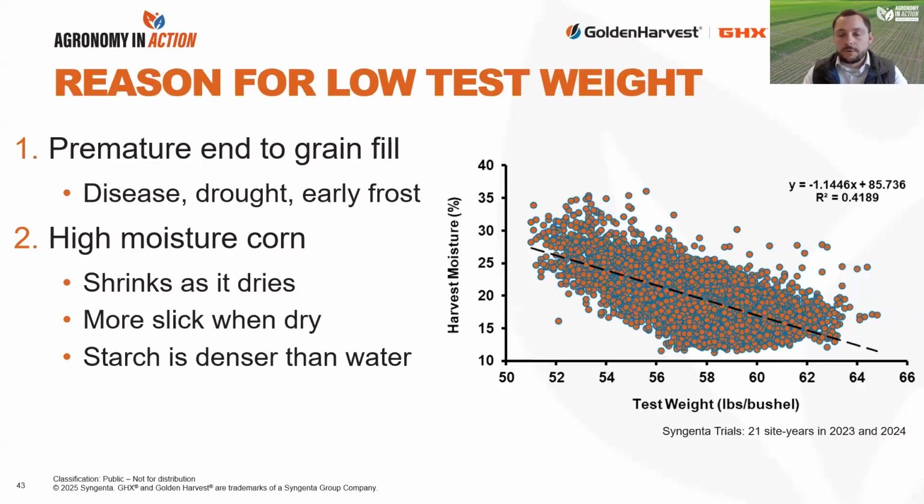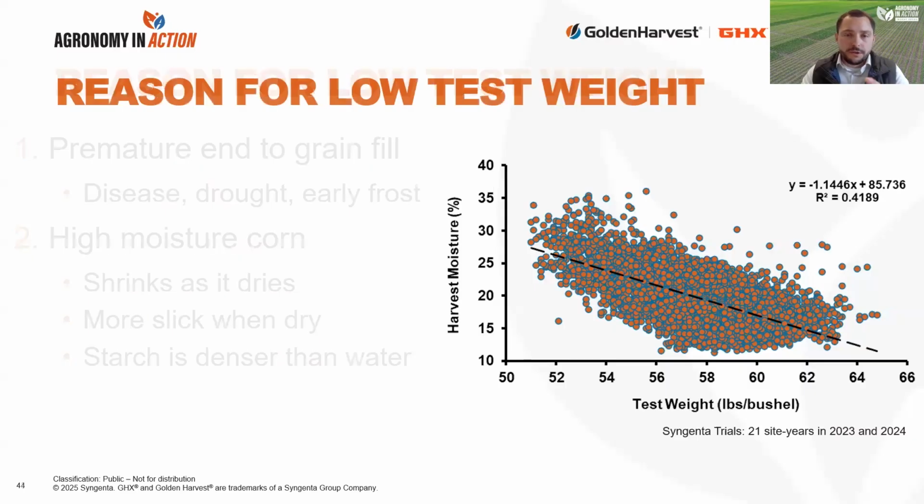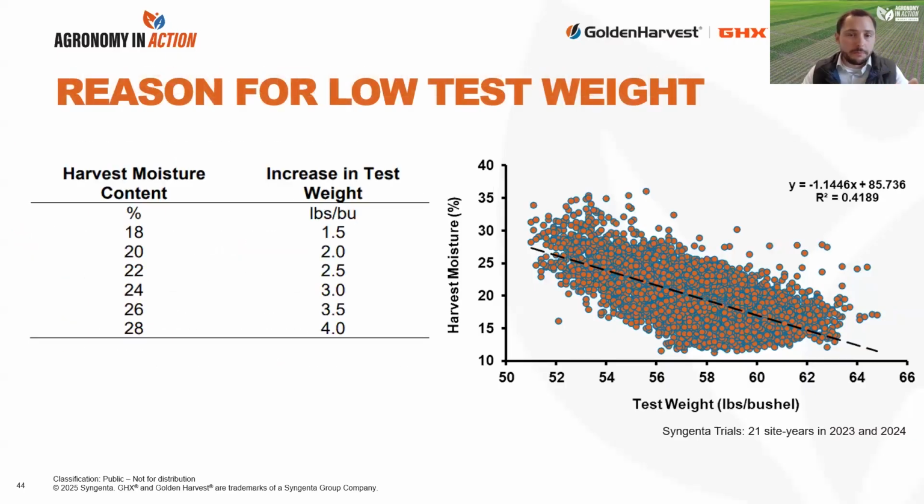The wetter the corn, the lower the test weight, and that's because when you have high moisture corn, it dries, it shrinks. And again, I want to make the point that starch is denser than water, and that's a key driver of this. To look at the same graph in terms of numbers, if it's easier for us, if we've got 28% corn and we take that down to 15%, we can expect about a 4-pound increase in test weight. If we have drier corn, if we start shelling at about 20%, we'll still pick up about two or more pounds when the grain gets dried.